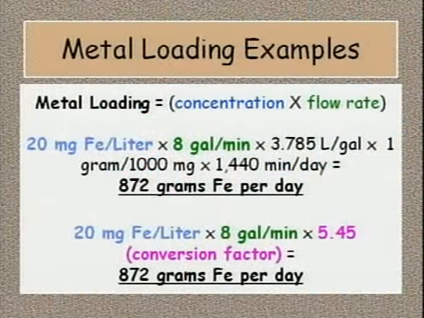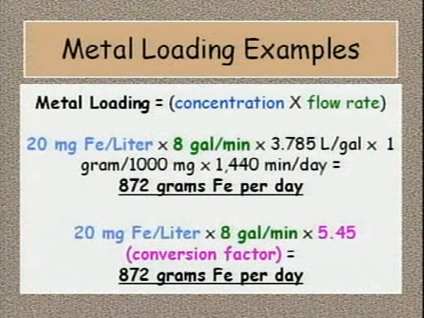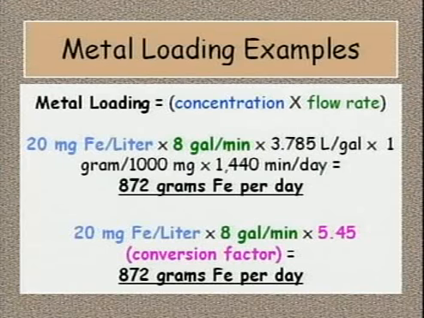So now that we understand how to measure flow rates of ARD, let's take a look at an example of a loading calculation. Here we have a flow rate of 8 gallons per minute and an iron concentration of 20 milligrams per liter. We need to know how many grams of iron are produced per day because it will drive the size of a constructed wetland we want to design. You'll note that a portion of the calculation is devoted to converting English to metric units. On the bottom of the screen, we've converted the math to a single conversion factor, about 5.5.